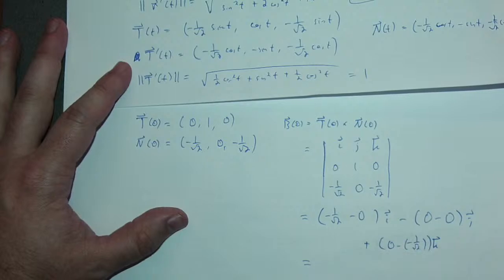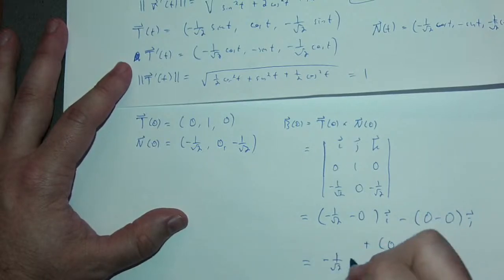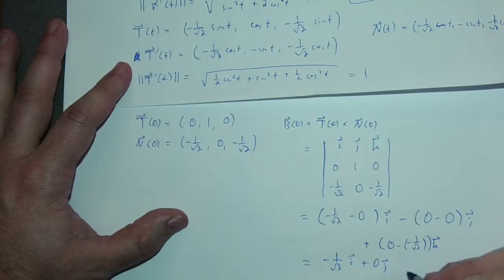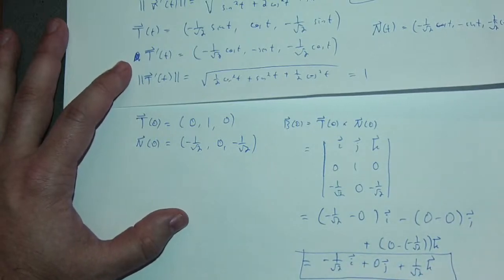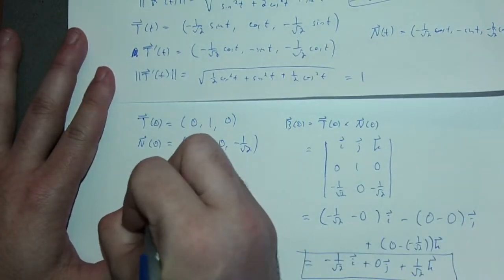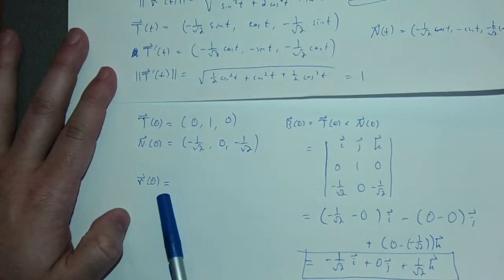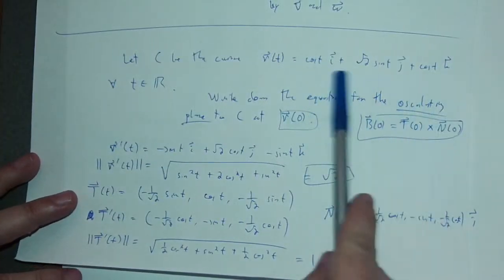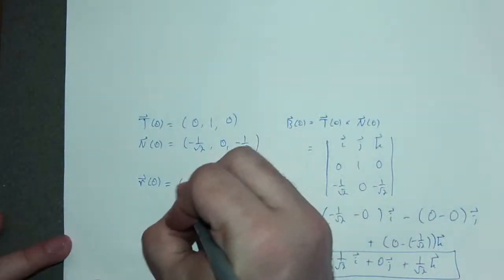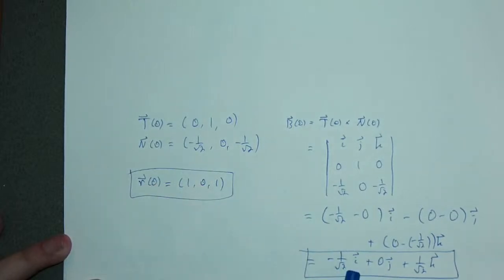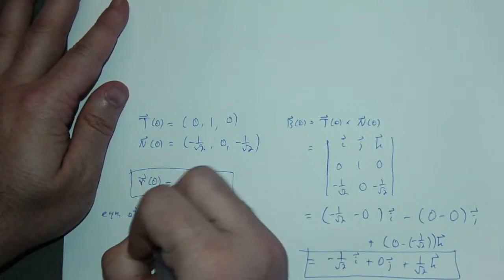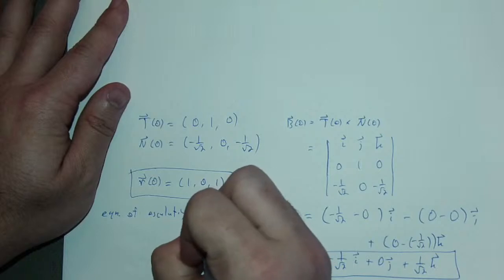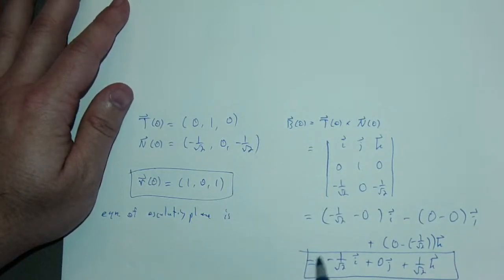All right, and so this vector is minus 1 over root 2 i plus 0 j plus 1 over root 2 k. So there's my binormal vector at 0. This is normal to that osculating plane. But the point on the osculating plane is the point on the curve specified, which is r of 0. My parameterization is here, so this is 1, 0, 1. So here's the point, and here is the cross product of vectors giving me the binormal vector, which is normal. So the equation of the osculating plane is, here's my n, here's my point.